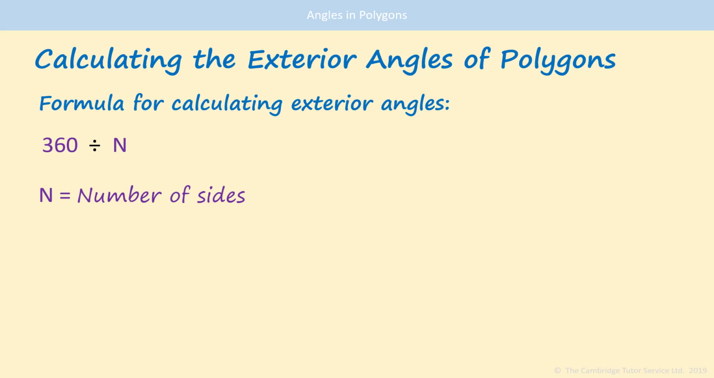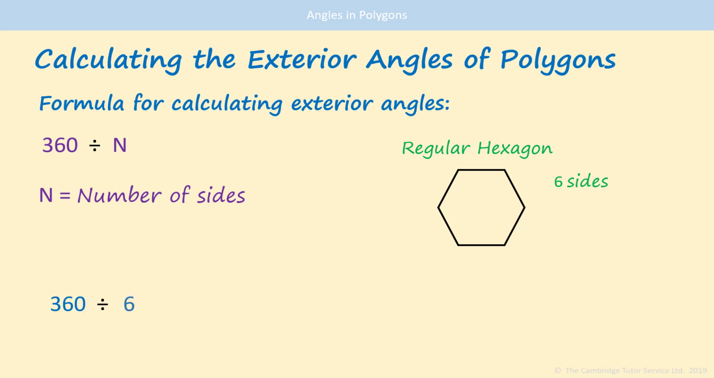Here's one for you to try. Have a regular hexagon, calculate one of the exterior angles. 360 divided by 6, and that's 60. And that's each exterior angle of a regular hexagon. So if you extend one of those sides with a line, that angle there is 60 degrees.